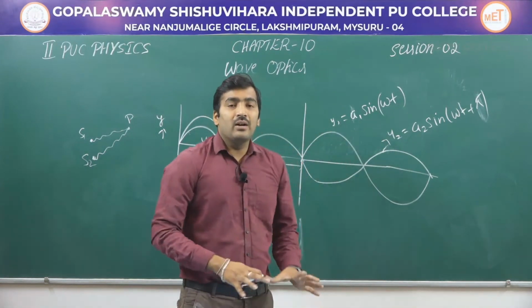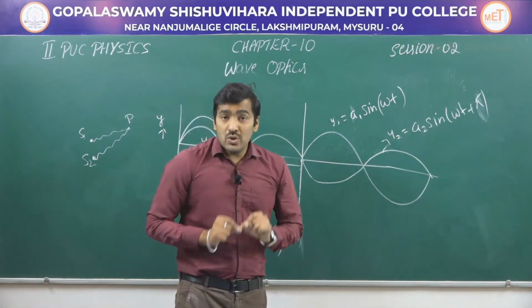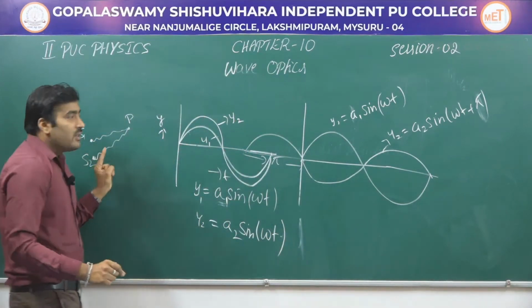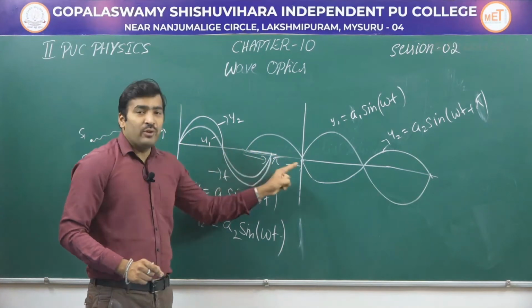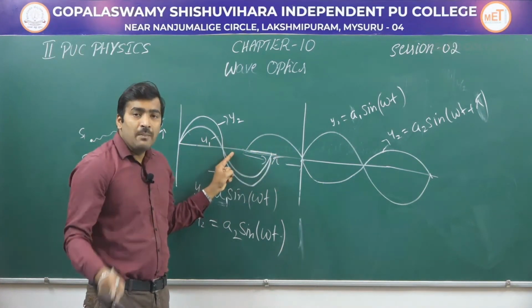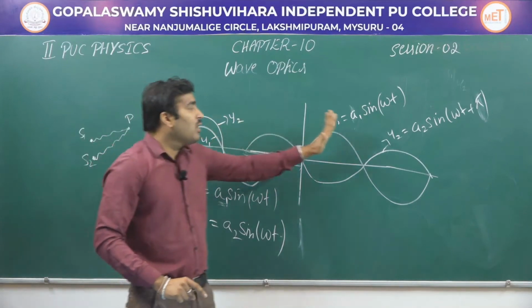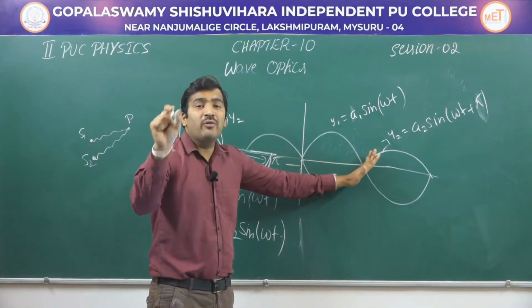This has already been learnt in our previous sections. The two sources are said to be coherent sources if they emit light with the same frequency, and very importantly they must have a zero phase difference like this, or a constant phase difference.